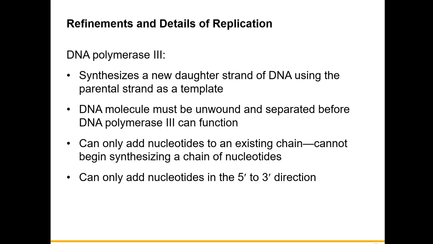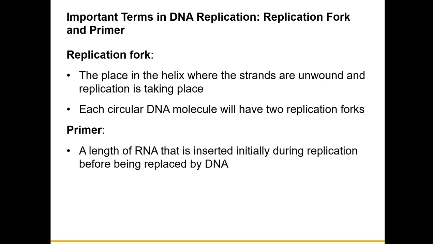It can only add to an existing chain. It cannot begin synthesizing without the nucleotides. It can only add in the 5' to 3' direction. The replication fork is the place in the helix where the strands are unwound and replication is taking place. Each circular DNA molecule will have two identical replication forks. The primer is a length of RNA that is inserted initially during replication before being replaced by the DNA.